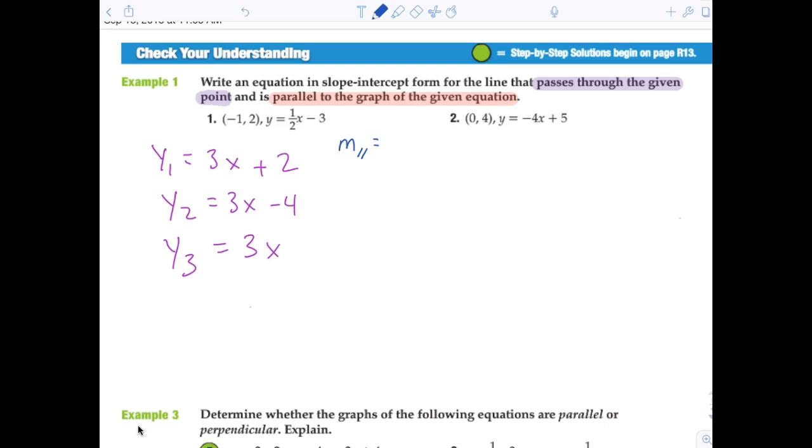Yes, very nice. How did you know that? Y equals 1/2 x minus 3. Exactly. Thank you very much. I'm telling you, if you did good on the last test, this is going to be super simple for you.